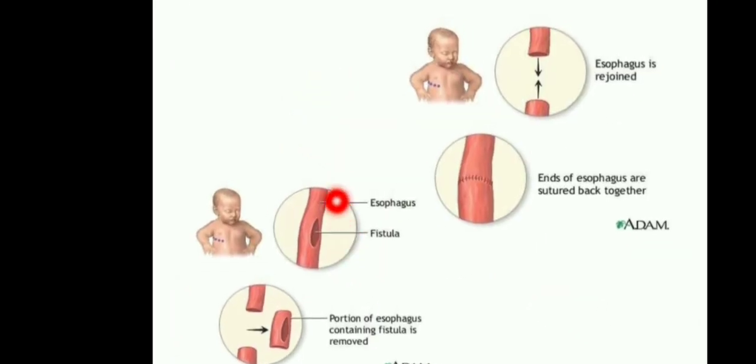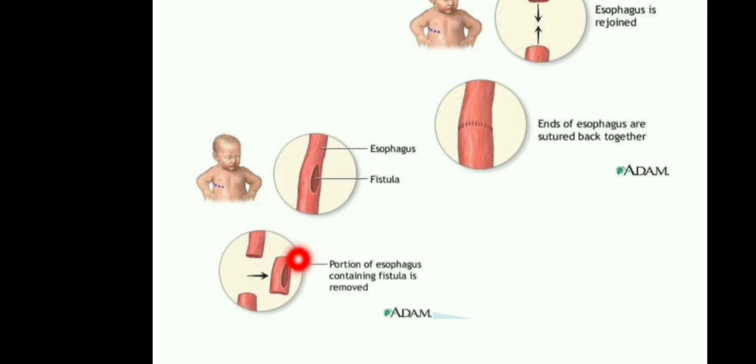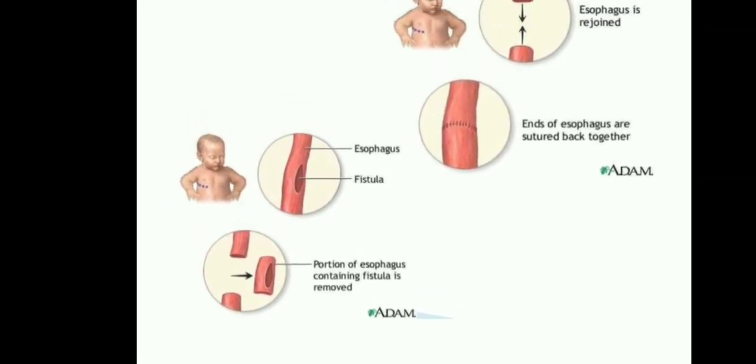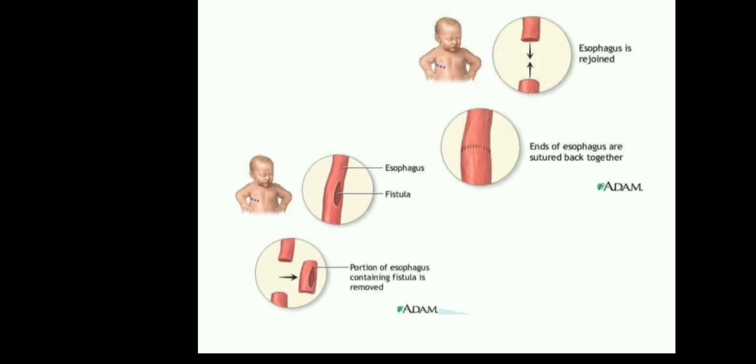And look at this picture, this is the fistula. There is a connection between the esophagus and trachea. Here is the esophagus and the fistula, and they will just close that fistula. Then look at this picture. This portion has a fistula, and that portion of the esophagus is communicating. The fistula is removed, and for this proximal part and this distal part, they will do the anastomosis surgery, that is, end-to-end surgery.